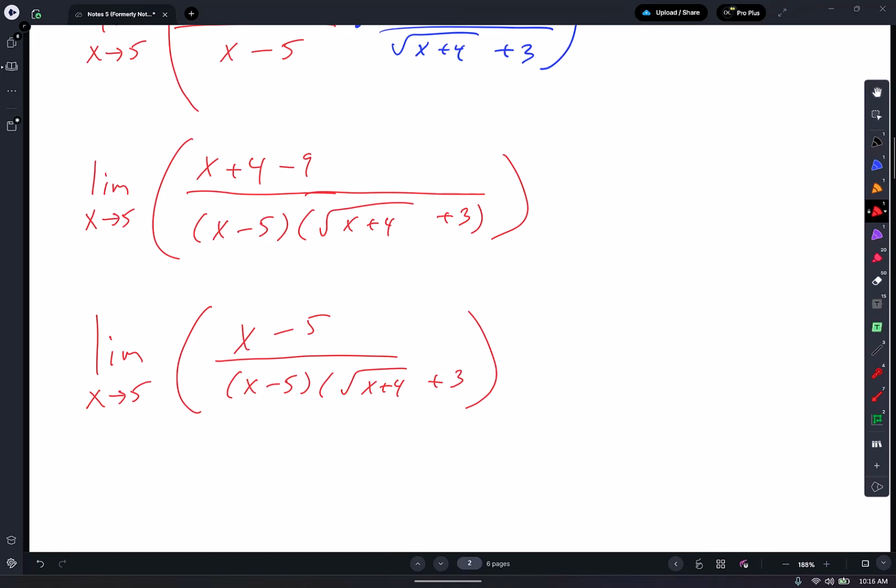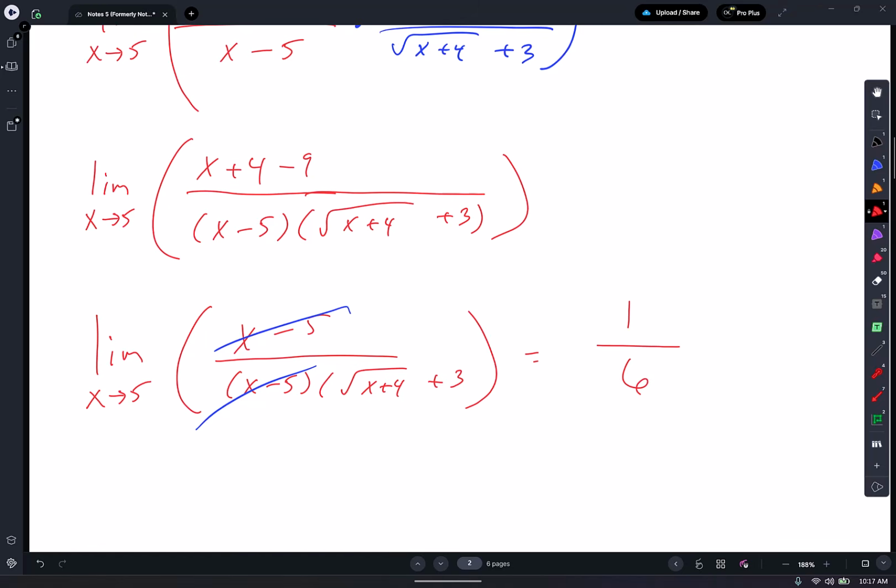All right. I have a fraction. I have an x minus 5 in the numerator, and I have an x minus 5 in the denominator. This division here, that means that I can cancel the x minus 5 factor. Bam, bam. And now can I do direct substitution? Yeah, because now I don't get a 0 in the denominator. So I have 1 in the numerator, and on the bottom, 5 plus 4 is 9, and the square root of 9 is 3, and 3 plus 3 is 6.